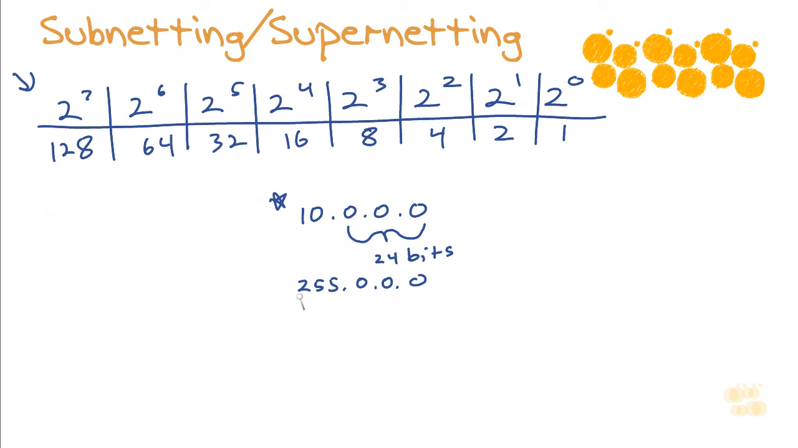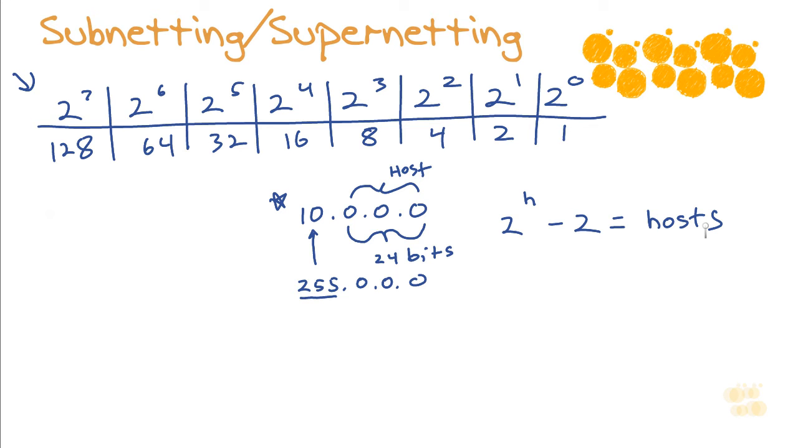255.0.0.0. This 255, all these bits being turned on, indicates that that's the network portion of the address. Here is the host portion of the address. The formula for how many hosts we can accommodate is 2 raised to the number of host bits minus 2. This is going to equal the number of hosts that we can accommodate.